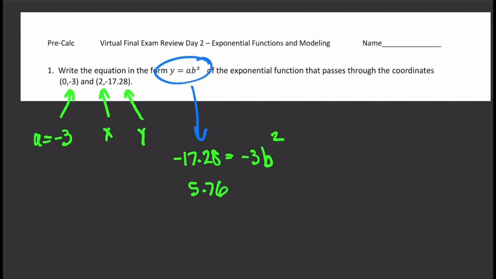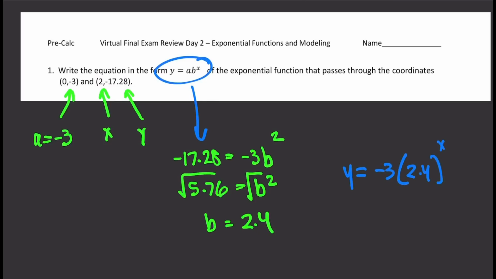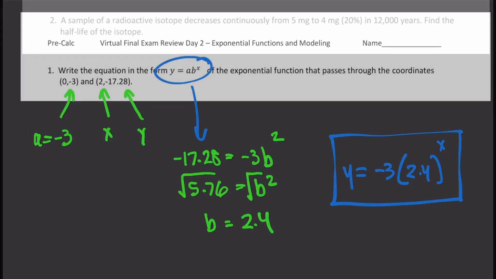5.76. And that's going to be b squared. And I'm going to take the square root of both sides. Now, it doesn't say what to round to, so I'll just go to the nearest tenth. Actually, I think it comes out to a tenth. So b is 2.4. Now, it wants us to write the exponential equation. So now I'm just going to say y equals a, which is -3, times b, which is 2.4, to the x. And we've got our final answer.